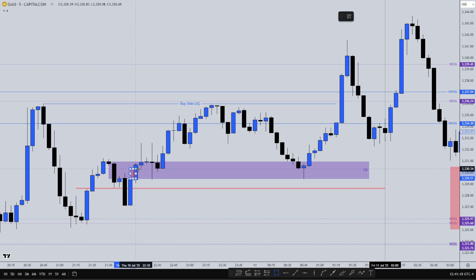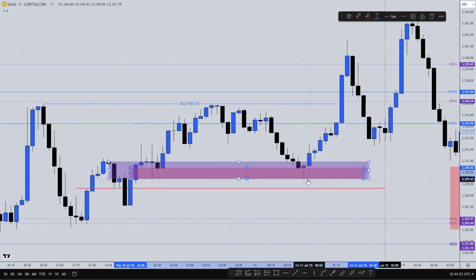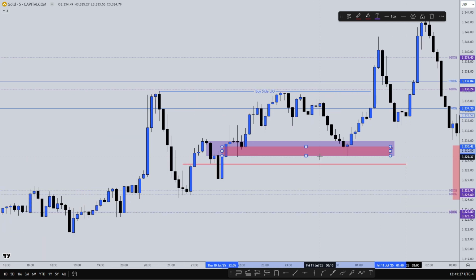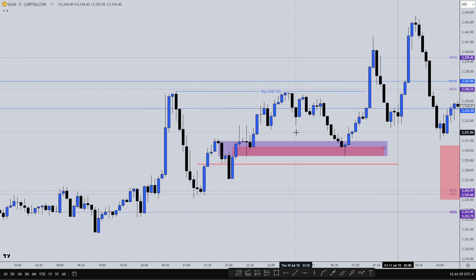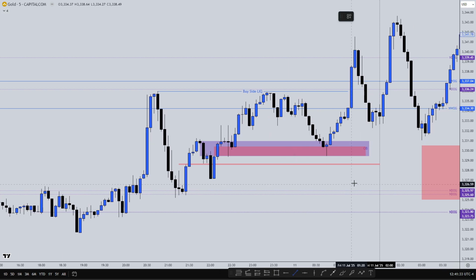So we see that the prices came back to this fair value gap, and also there is an order block. So in these cases, what you need to look for is first a macro, which is from here to here, from 1:50 to 2:10 New York local time.